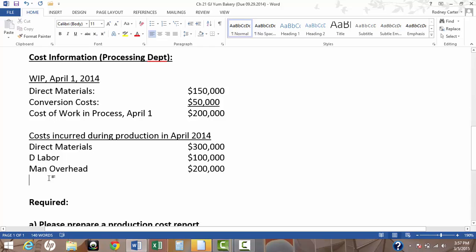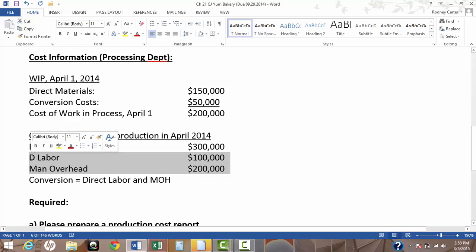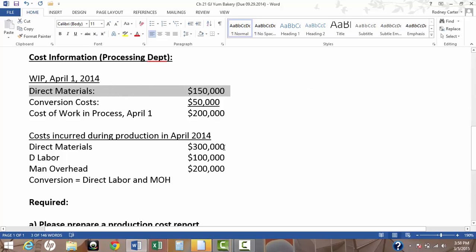Let's remember that for the terminology conversion costs, we combine direct labor and manufacturing overhead. So these two items here are our conversion costs. If I were to look at the total costs in April, we had a beginning balance in WIP of 150, and we added 300. Conversion costs, we started with 50, and we added 300,000.